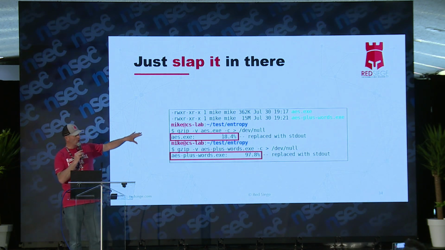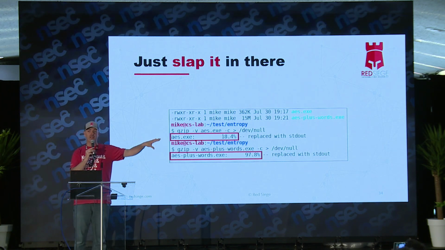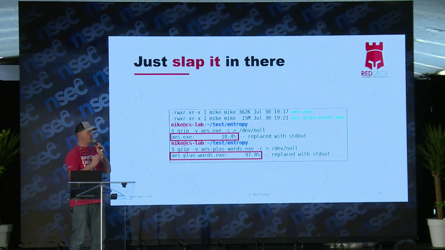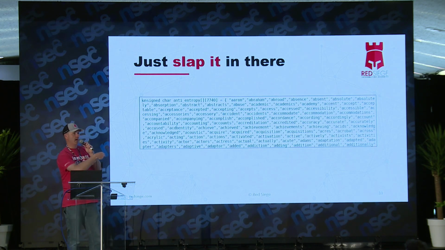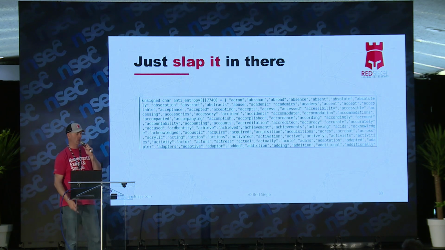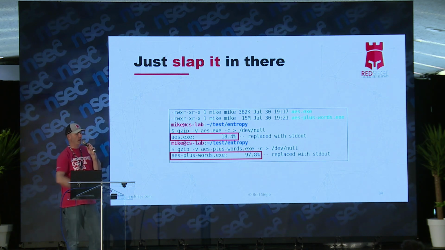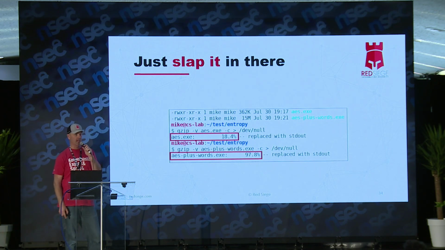Again, Kolmogorov complexity, we know that this is very not random data. We have driven down the entropy simply by compiling these words into the payload. Now, it's not ideal because you can see that the size of my original payload is 362K. The size of this payload is 15 megs.